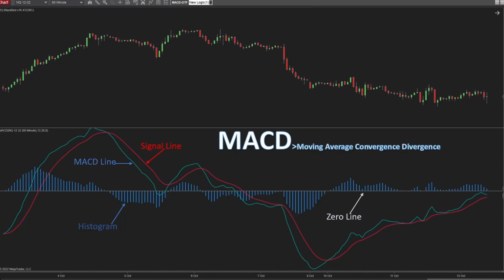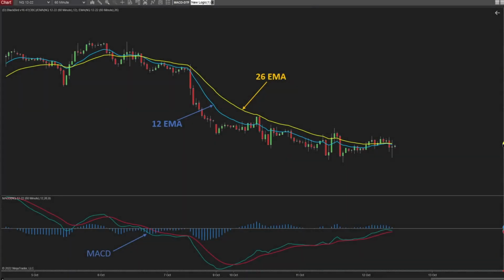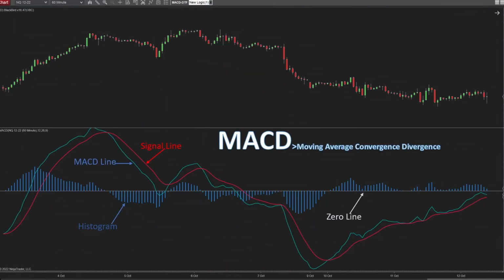The default settings of the MACD are 12, 26, and 9, where the 12 represents a moving average of the previous 12 bars. The 26 represents a moving average of the previous 26 bars. The 9 represents a moving average of the difference between the two moving averages. Okay, let's try and unpack this.